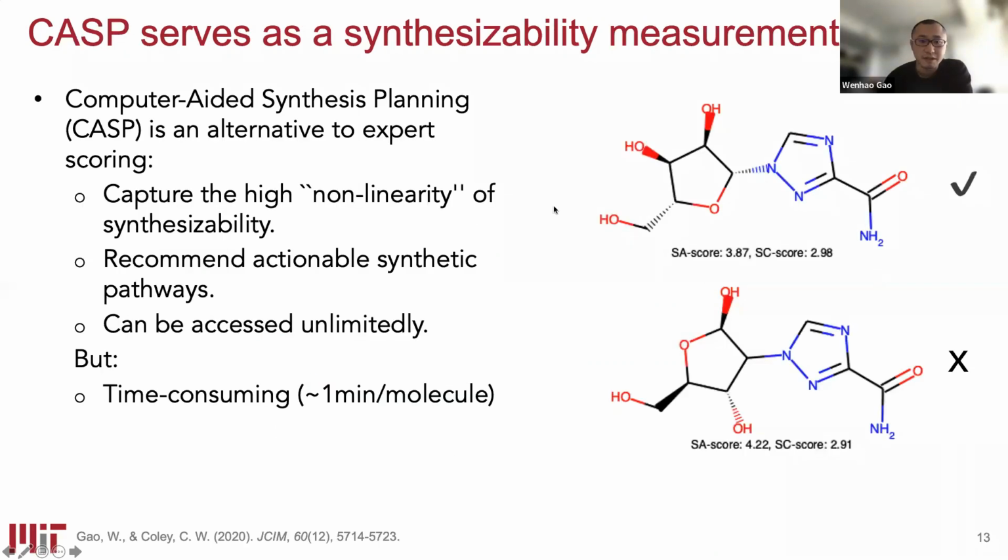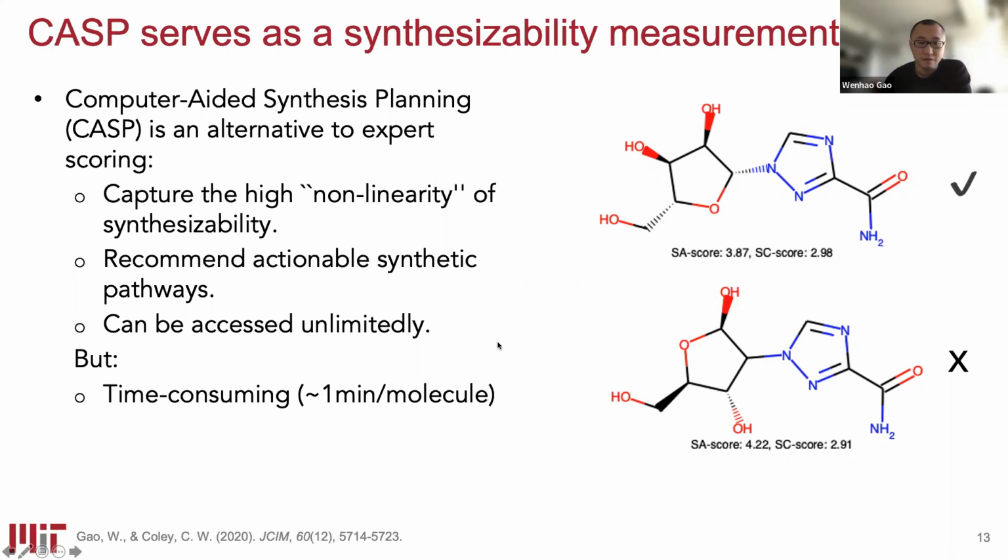And to be short, the answer is yes. The detail is in our first paper. We found that the result of ASKCOS is compatible with our intuition. So it does capture the nonlinearity of the synthetic accessibility. So it can find a pathway for this, but cannot find even a path for this molecule. And besides, compared to simple scores, it actually provides an actionable synthetic pathway. So to some extent, it provides the interpretability of the synthetic accessibility.